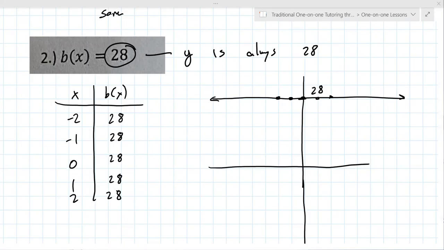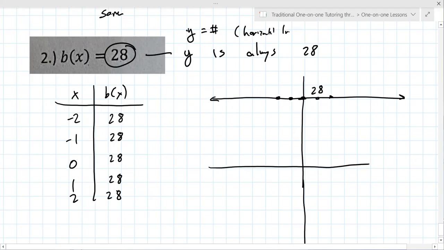So whenever you have y equals a number like this, it's always a horizontal line. Always horizontal. Would there ever be a case where it's all vertical? Not in what you're doing now, but yes, the answer is yes, but not for now. Okay. Always horizontal.